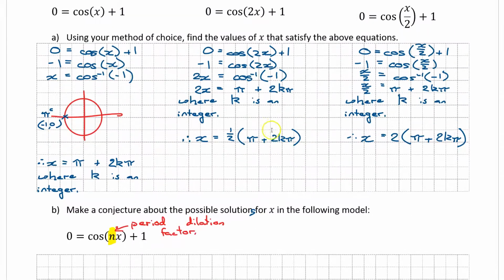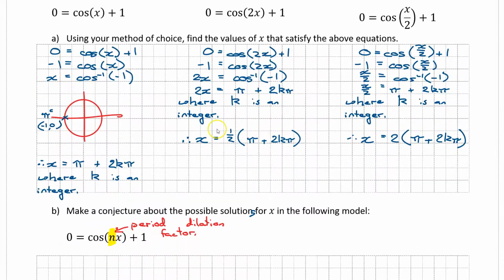Now, going up to here, notice in question 1, there is no period dilation factor, or there is, but it's just set to a value of 1. And what we see is that our value for x is pi plus 2k pi, which is exactly where we expect to see it on the unit circle.